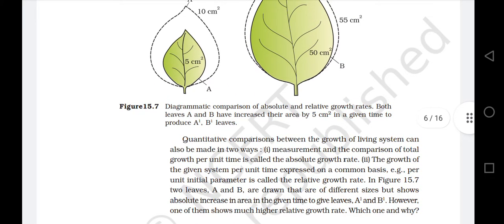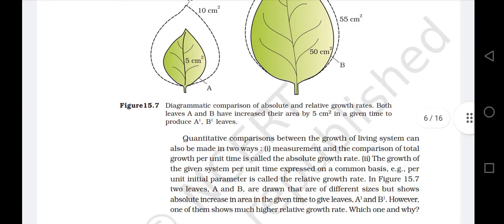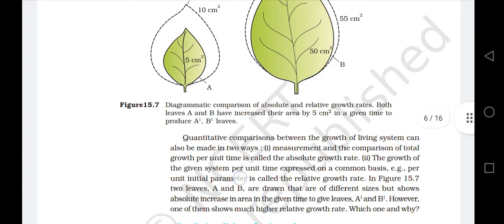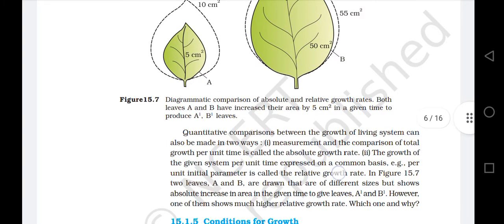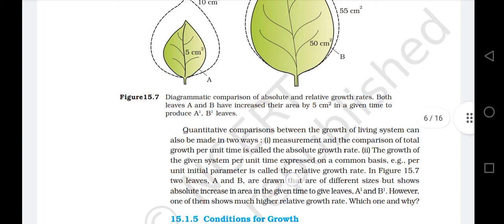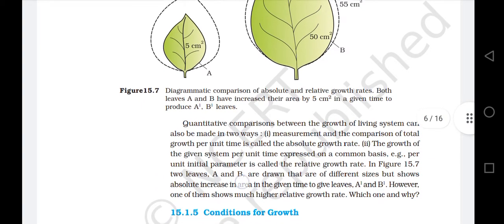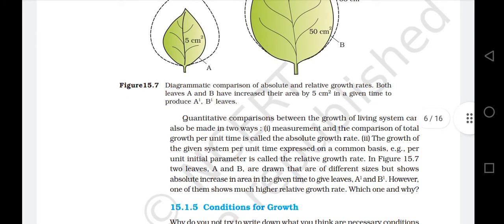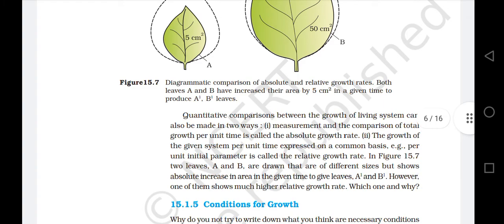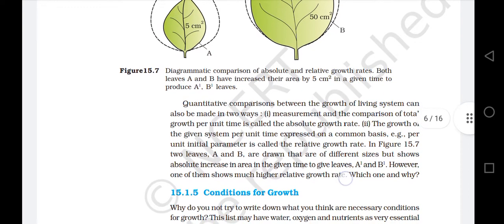The growth of the given system per unit time expressed on a common basis, for example per unit initial parameter, is called the relative growth rate. In figure 15.7, two leaves A and B are drawn that are of different sizes but show the same absolute increase in area in the given time to give leaves A1 and B1. However, one of them shows a much higher relative growth rate. Which one and why?